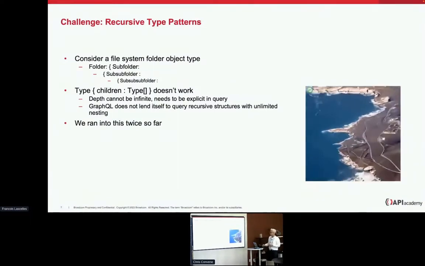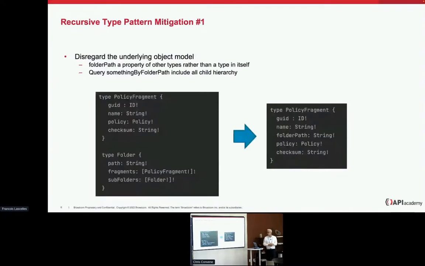So here's the first way that we addressed this. The first mitigation, not necessarily a mitigation, but it caused us to rethink our object model. We have an API that's in front of, in this case, a Java object model, but we can take the liberty of interpreting this object model.